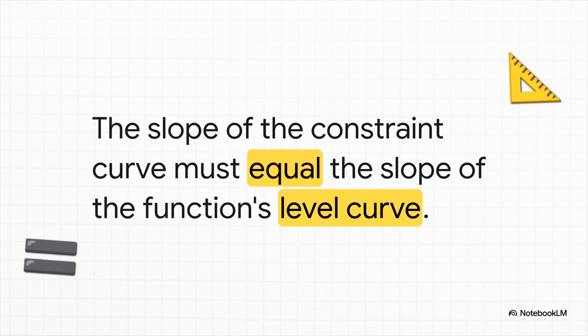And that right there, that visual, gives us the crucial mathematical rule we've been looking for. At that one perfect optimal spot, the steepness of our path is identical to the steepness of the mountain's contour line at that point. Their slopes are equal. And that simple fact is the key that lets us build a formal method to find this point without ever needing to draw a map.